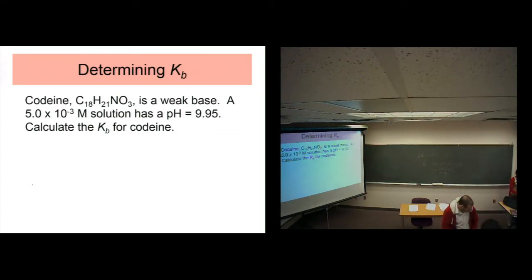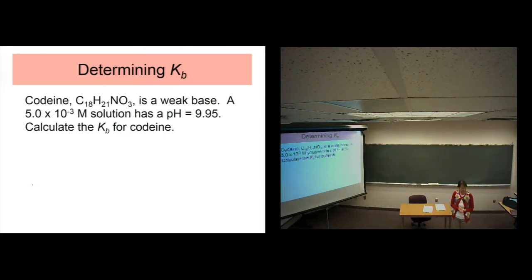Okay, time to get started back again. So, another ICE table. Let's do another ICE table. Okay, you guys know how to do this one, right? This is Kb.